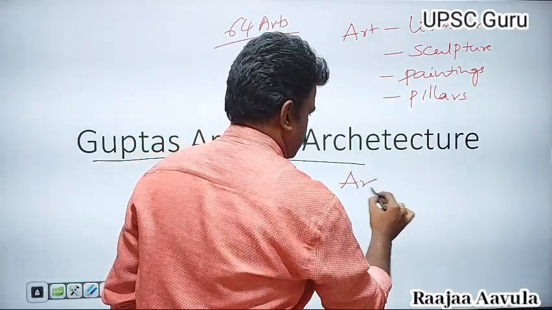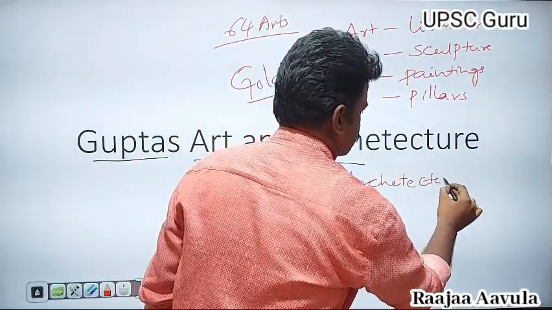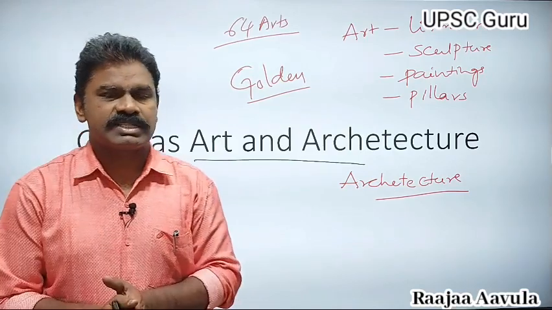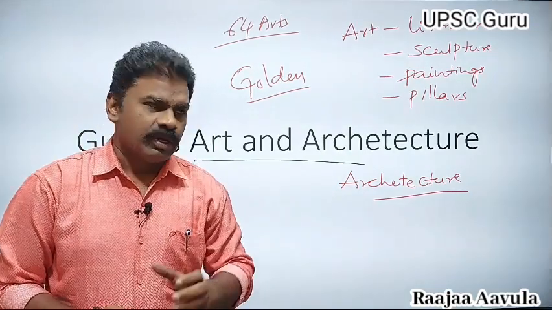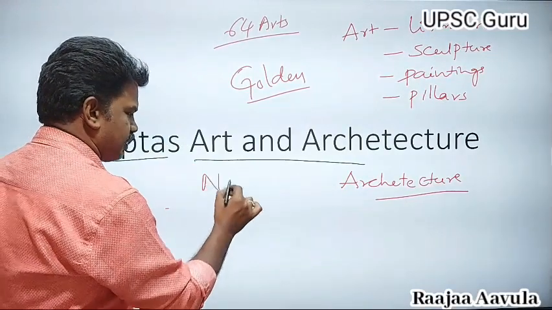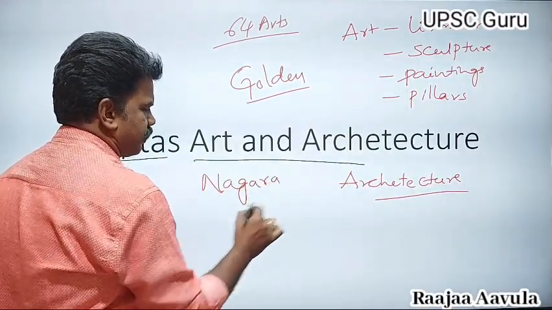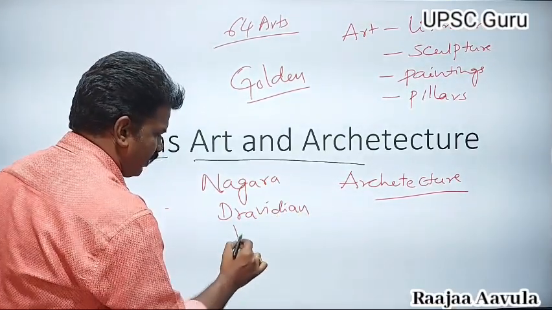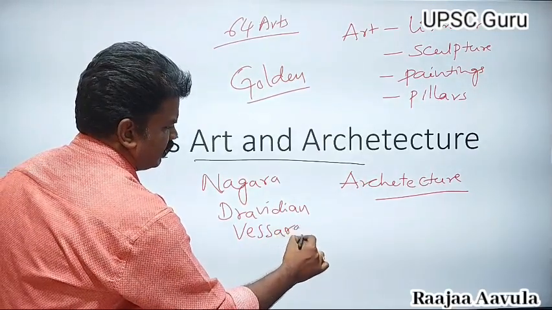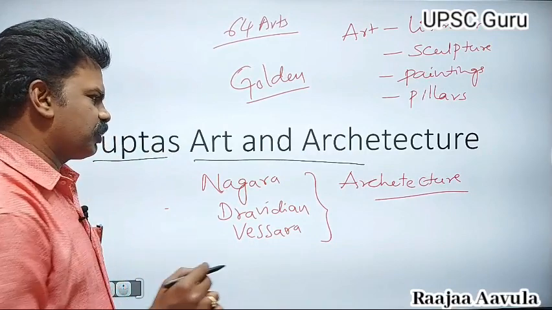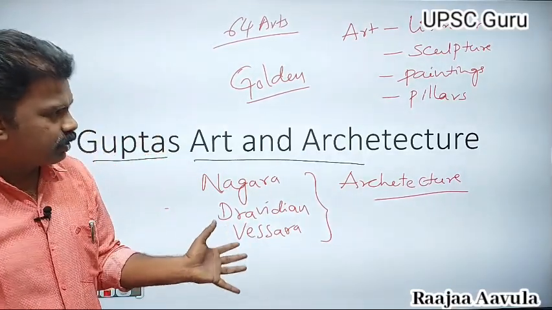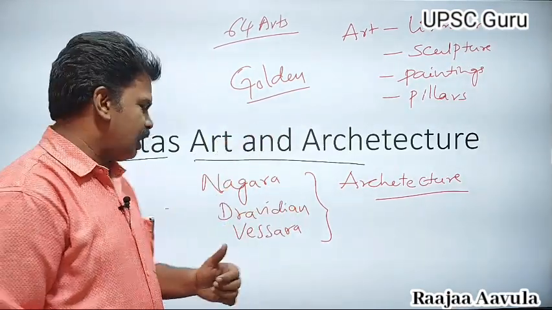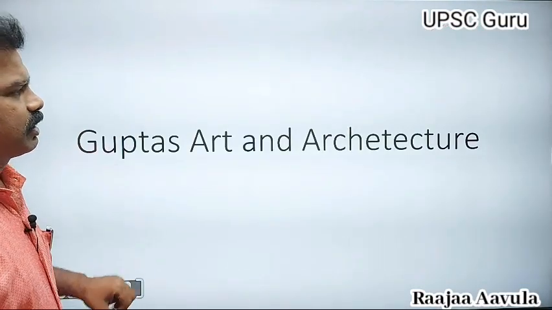Next, architecture. Architecture is the construction of buildings and temples, mainly in the Gupta period. The Guptas started structural temples. Nagara, Dravida, Vesara: the Nagara style of architecture, the Dravidian style of architecture, and the Vesara style of architecture. These architectural styles were developed or born during the Gupta period. So this is the introduction to art and architecture.